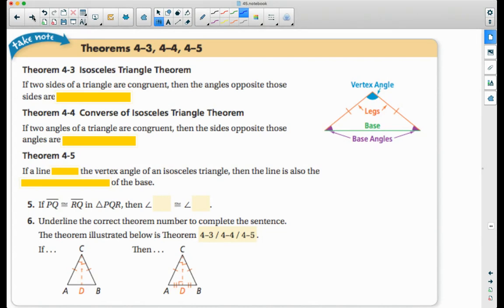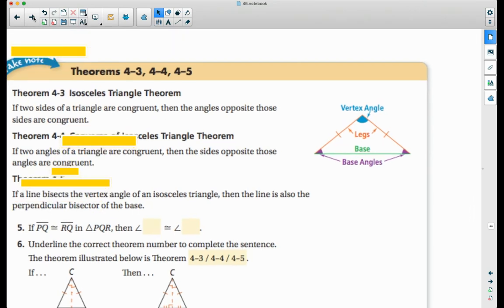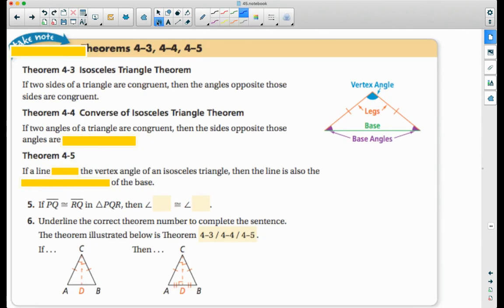The isosceles triangle theorem. The isosceles triangle theorem says if two sides of a triangle are congruent, then the angles opposite those sides are congruent. All right? So what that means is if I have an isosceles triangle, then that tells me that I have two congruent angles as well. So that's what the isosceles triangle theorem says. If I have two congruent sides, then I have two congruent angles.